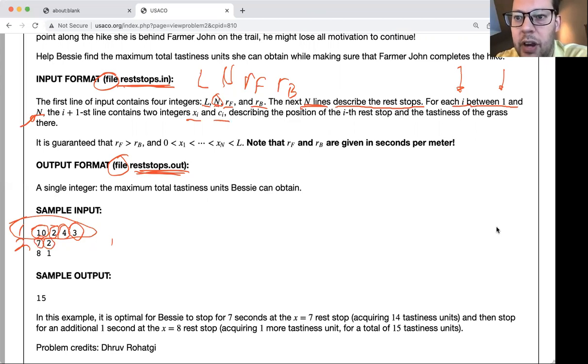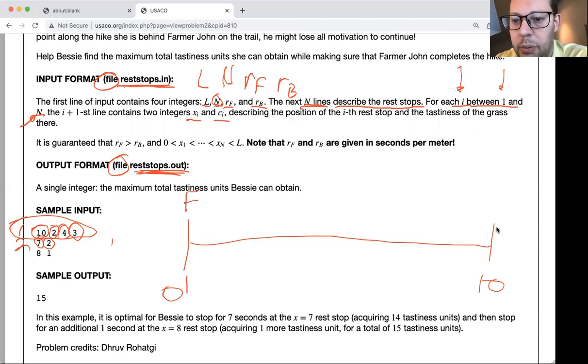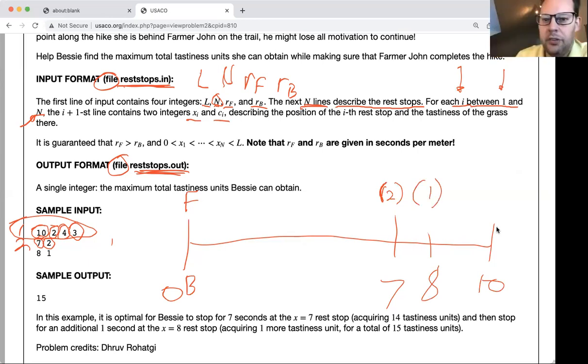So this indicates that there is, at location 7, let's start drawing this out. We've got a path that's 10 meters long, 0 to 10. Farmer John is going to be up here. Bessie, let's go ahead and put Bessie down here. There is a tasty stop at 7 with a tastiness of 2, put that in parentheses. And there is a rest stop at 8 with a tastiness of 1. Okay, so it is guaranteed that RF is greater than RB.